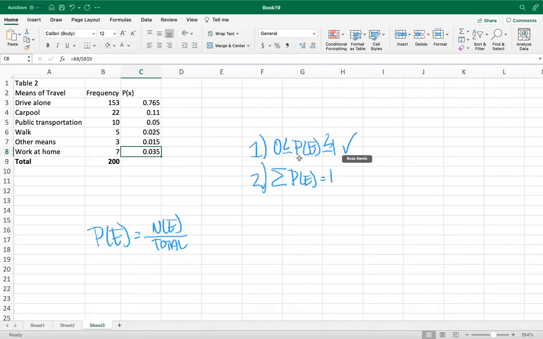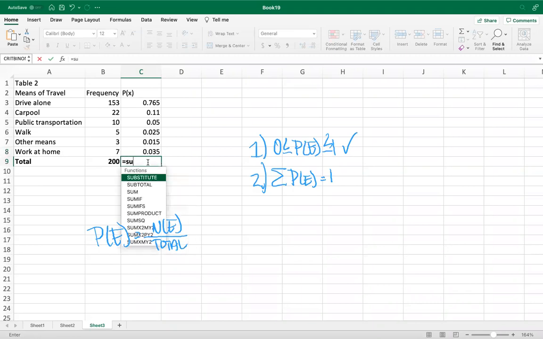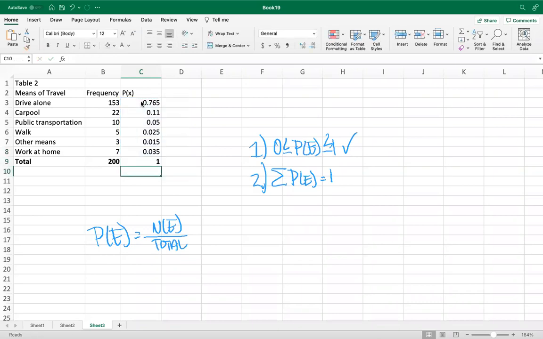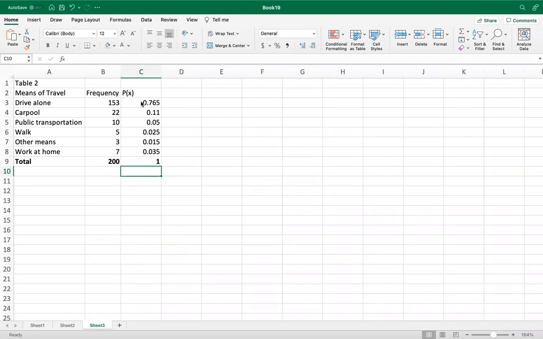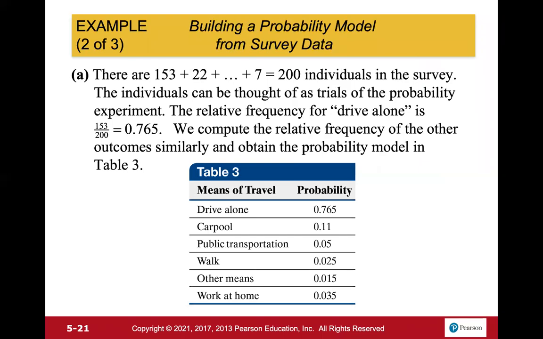Awesome. And now we have to see if this condition is met, that the sum of all the probabilities is equal to 1. So here we're going to say equal to sum of these values. Perfect. So the sum of all of those is equal to 1. So here we have successfully created a probability model. And it's perfect. So let's see what they said over here.